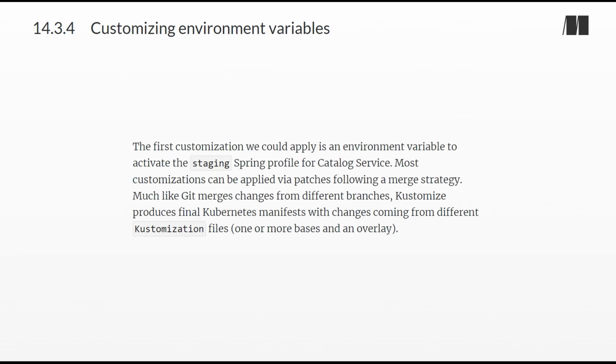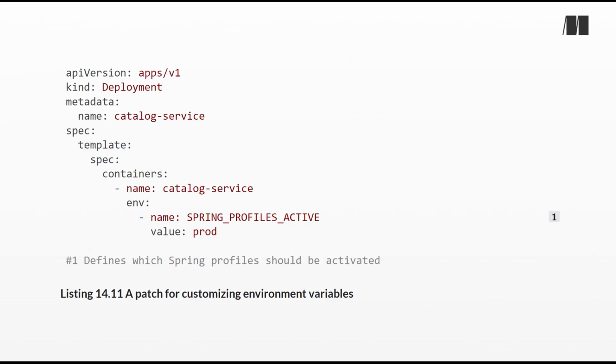Section 14.3.4. Customizing environment variables. The first customization we could apply is an environment variable to activate the staging Spring profile for catalog service. Most customizations can be applied via patches following a merge strategy. Much like Git merges changes from different branches, Kustomize produces final Kubernetes manifests with changes coming from different customization files, one or more bases, and an overlay. A best practice when defining Kustomize patches is to keep them small and focused.